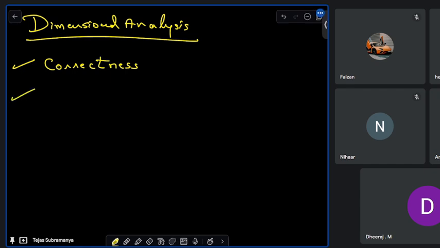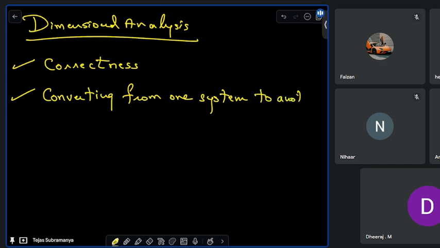Next, converting one form to another. One form in the sense converting SI to CGS or whatever. Converting from one system to another, that will make more sense. So they will ask you to convert SI to CGS or CGS to SI. So this also will be asked.